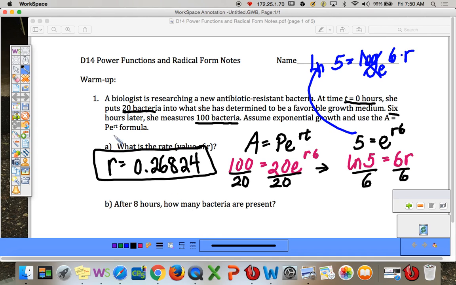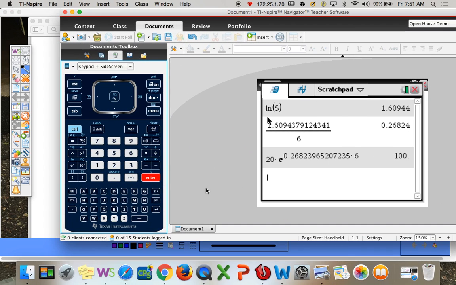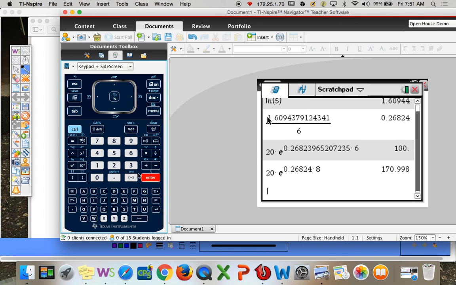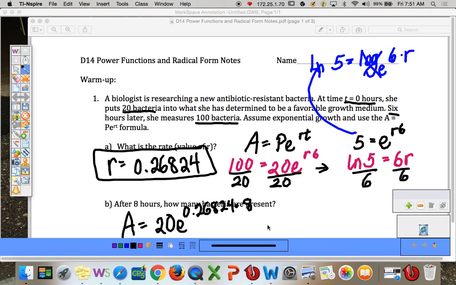After 8 hours, how many bacteria are present? So let's plug in A equals 20, e, and we'll put our rate 0.26824 times 8. So we have 20e, and now I have to type in our rate because it's not the answer anymore. And we get about 170.99, so I'll round to about 171 bacteria.